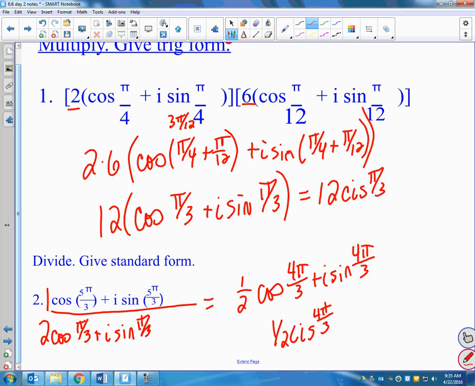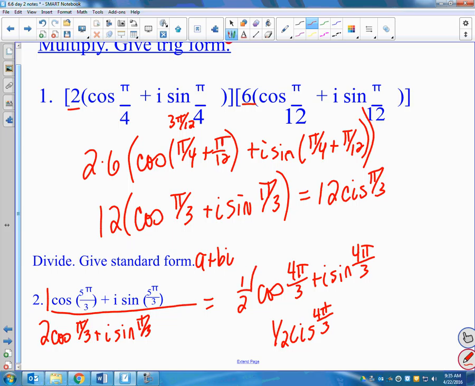No. Oh, no, they're not. Which means I'm not right. I'm using the same directions up here. Standard form, I did not read my new directions. Standard form means a plus bi, which means I did not follow directions, and I would not get all my points on this, because standard form means they want you to work it out.